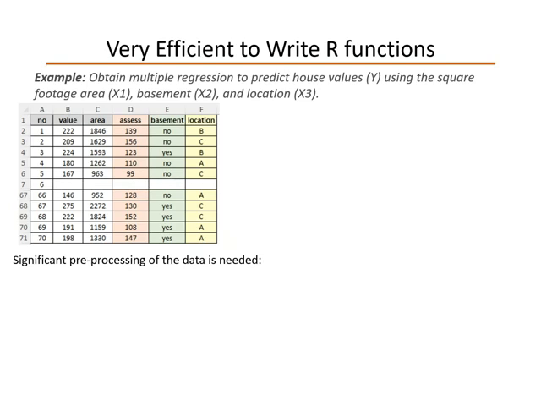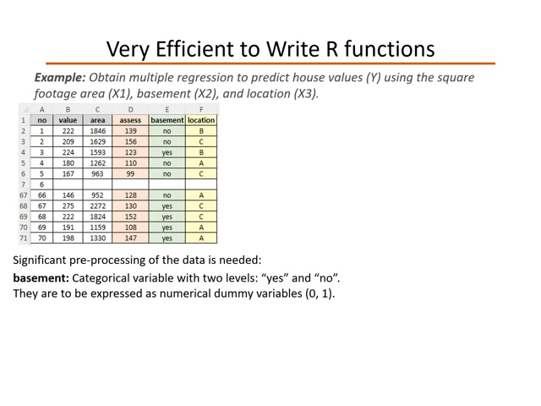Suppose we want to obtain the same multiple regression output by using Microsoft Excel. Significant pre-processing of the data is needed on the last 3 columns. First, the categorical variable basement is to be expressed by numerical dummy variables with 0 and 1. Using the if function, these yes and no values will be expressed with 0 and 1 as follows.